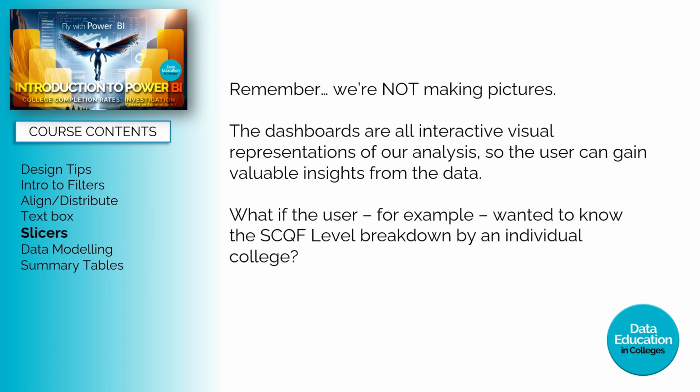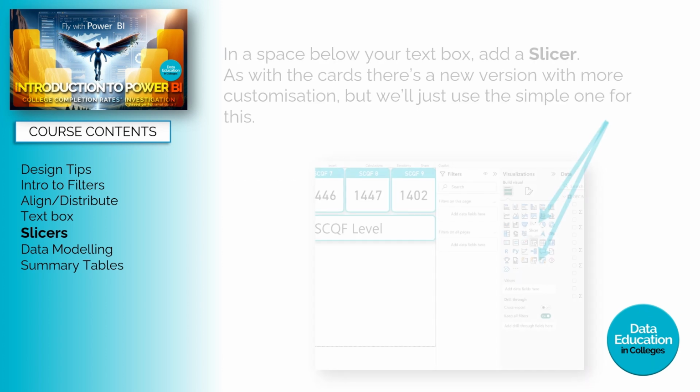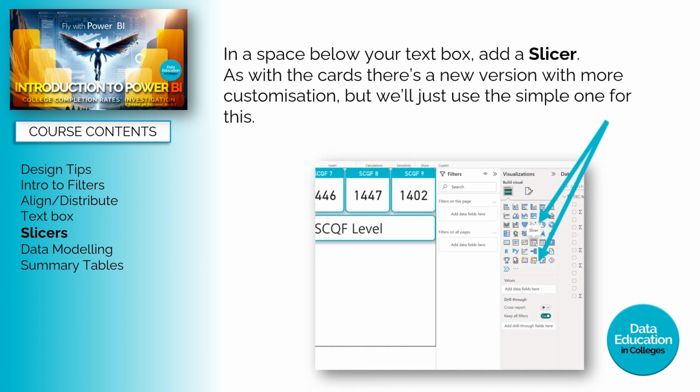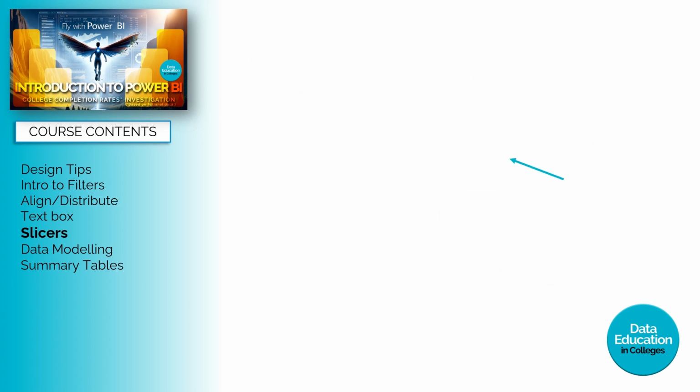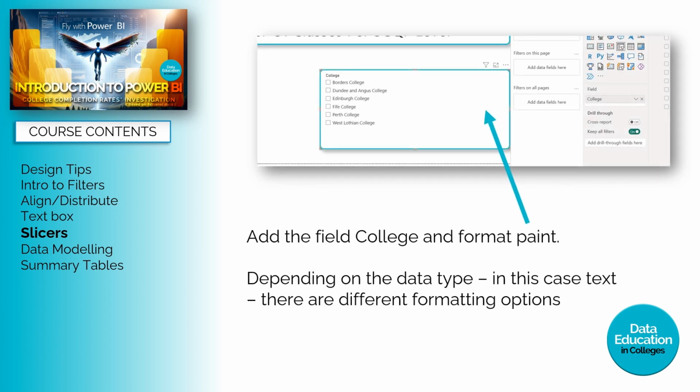Now remember, we are not making pictures. These are all interactive visual representations of the data. So what if the user wanted to know the SCQF level by an individual college? In the space below, we're going to add a slicer. As you can see there's a new version of slicer, but for this one, we'll just use the simple one. So choose slicer, the one in the middle of your visualizations, and add the field college and format paint.